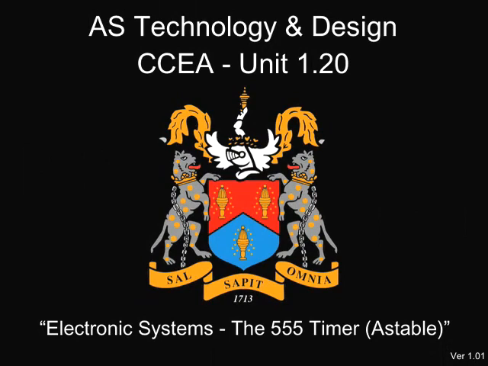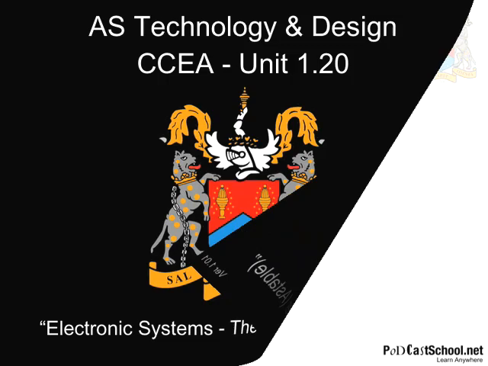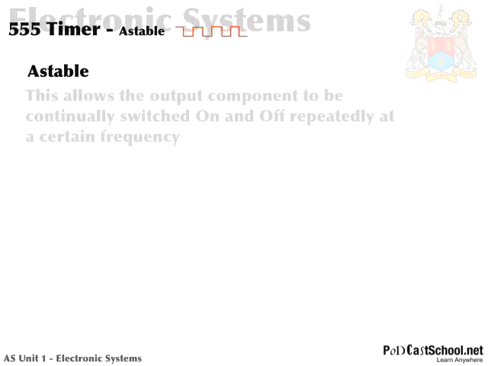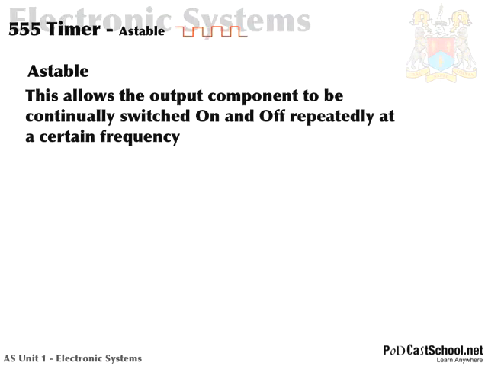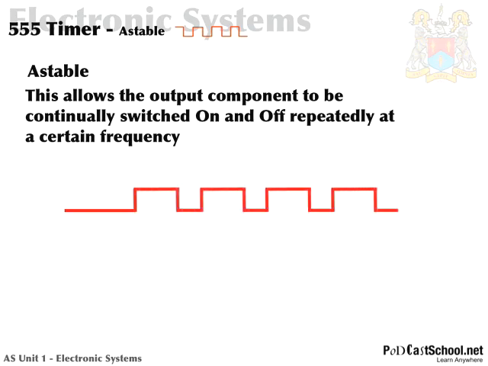This is another video podcast in this series on electronic systems, and today we're going to look again at the 555 timer, but this time in astable mode. So what do I mean by astable? I've said there that it allows the output component, whatever that might be, to be continually switched on and off repeatedly at a certain frequency. Okay, so we're going on and off.